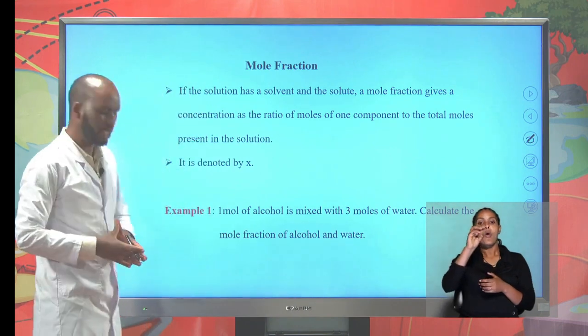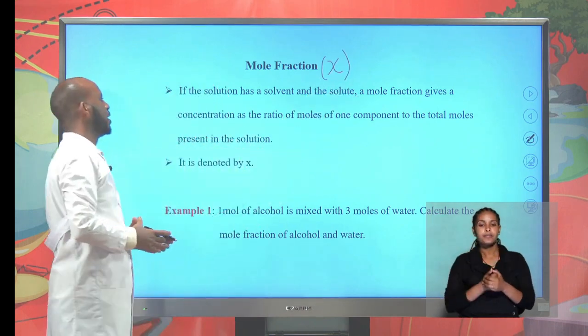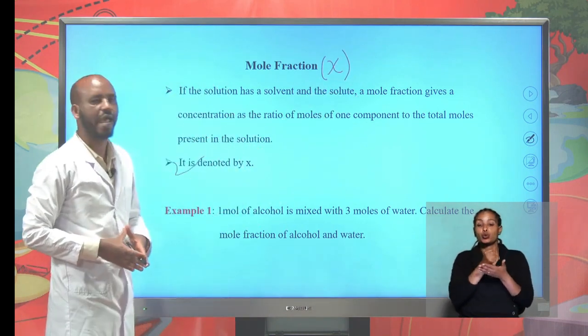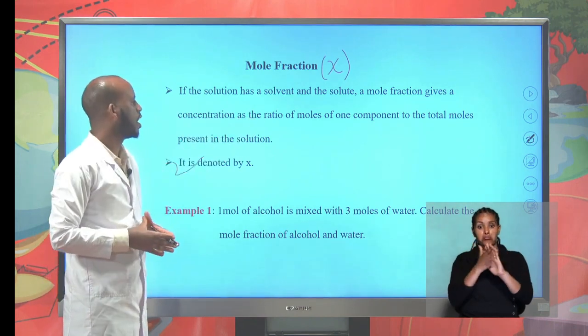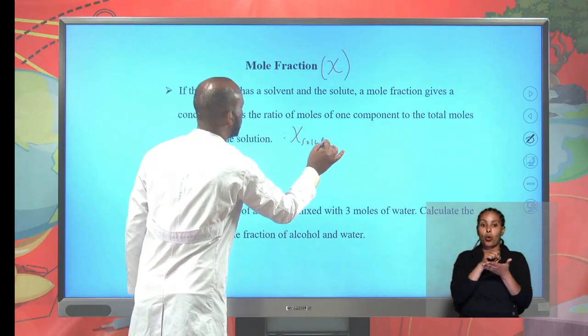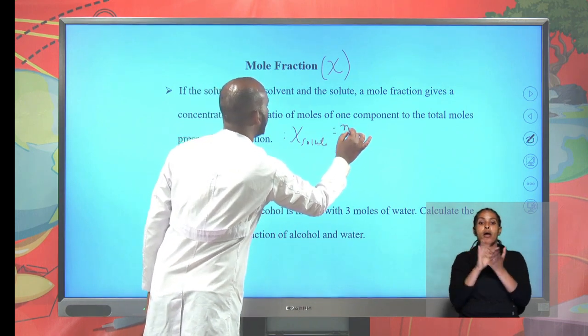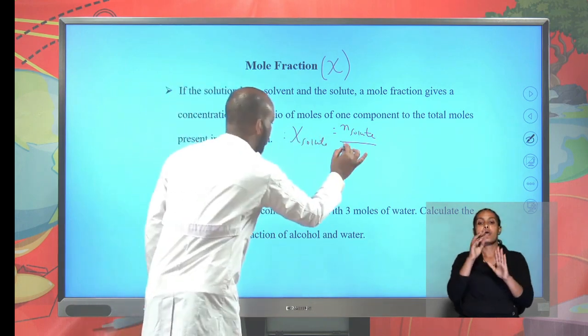Mole fraction, denoted by this symbol. If the solution has a solvent and a solute, mole fraction gives a concentration as the ratio of moles of one component to the total moles present in the solution. If a solution contains solute and a solvent, then mole fraction of the solute equals number of moles of the solute divided by number of moles of the solution.